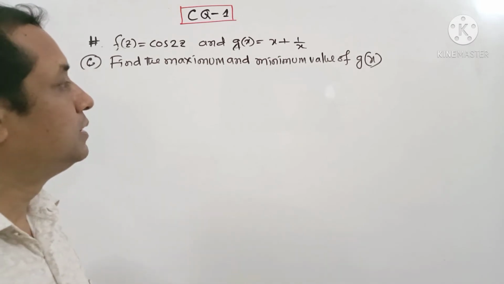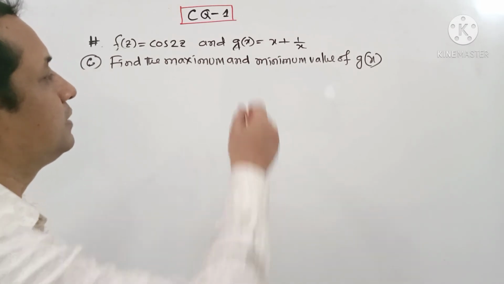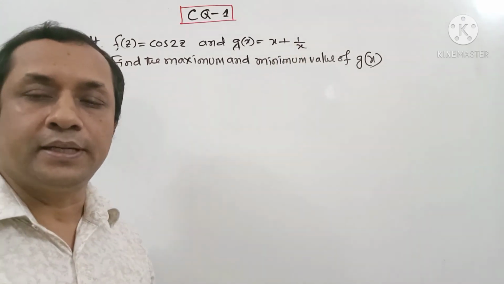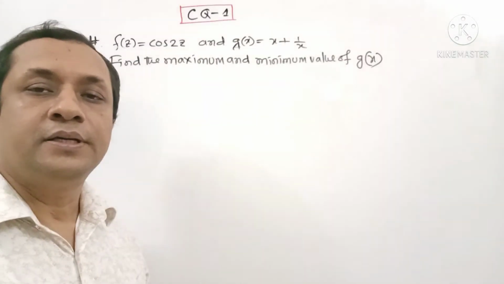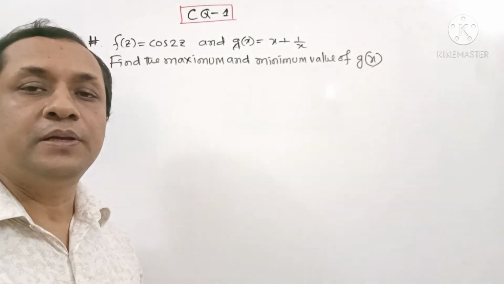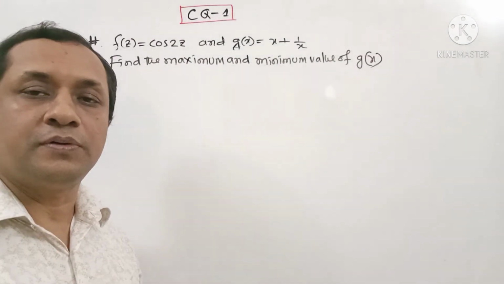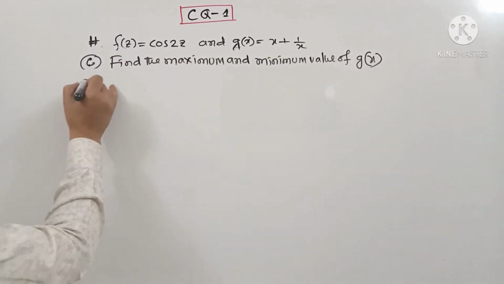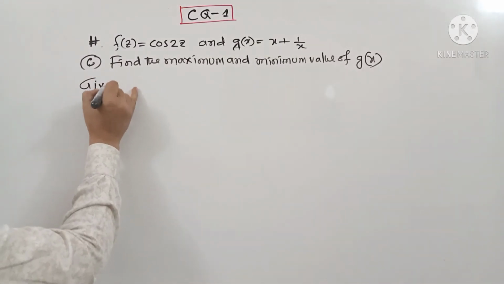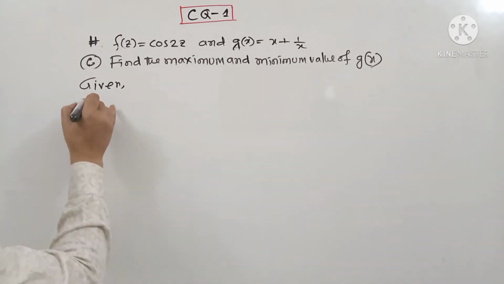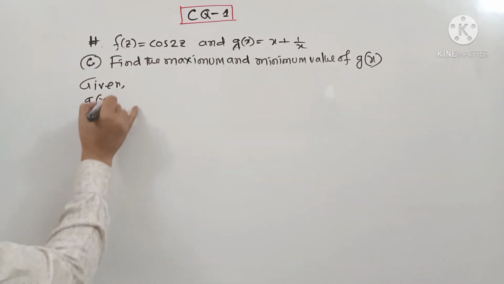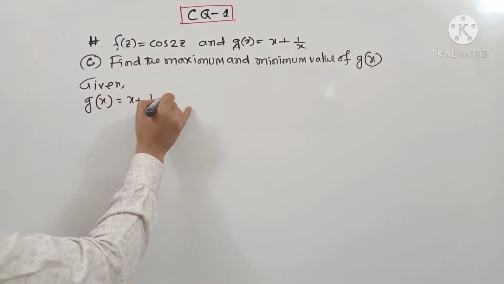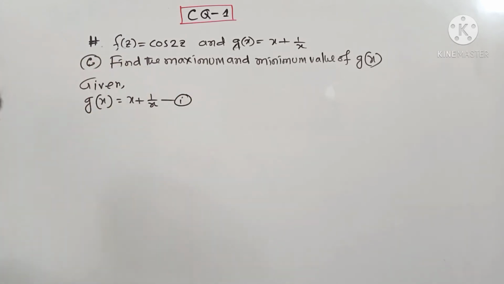Question number C. Here given g of x equals x plus 1 by x, then find the maximum and minimum value of g of x. Now student, given according to the step, g of x equals x plus 1 by x, equation number 1.